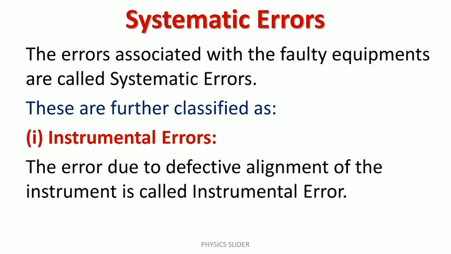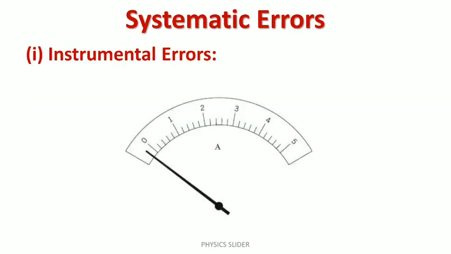So what is defective alignment? Watch here. You can see here an ammeter. This A represents that this scale belongs to an ammeter, and this is the condition where no current is supplied to the ammeter, and in this condition this pointer must be at 0, but this is not at 0, this is under 0.